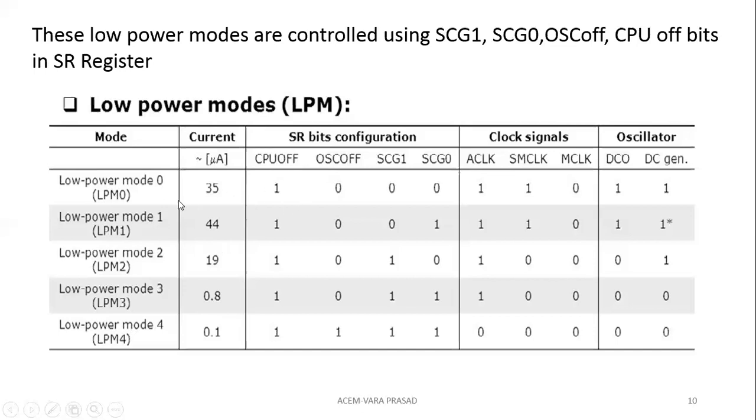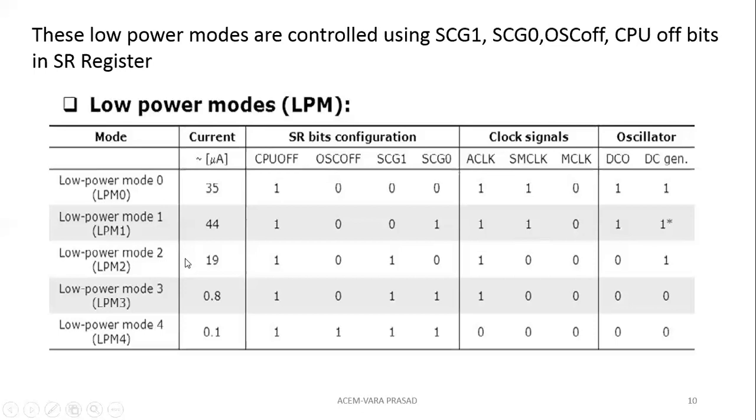Now let's come to low power mode 0. Here the CPU will be off, the remaining is active, the oscillator is active, and the bits are 0 0 0. Then A clock and SM clock are active, M clock is not active, and DCO and DC generator are active. In low power mode 1, the CPU is off, system clock generator 1 is 1, and A clock, SM clock, DCO and DC generator are on.